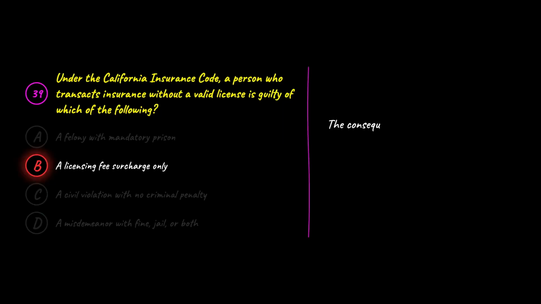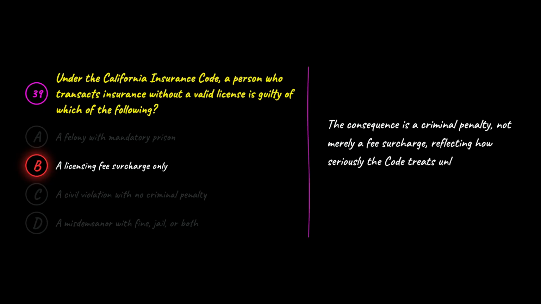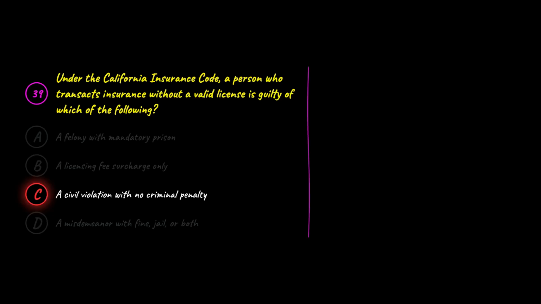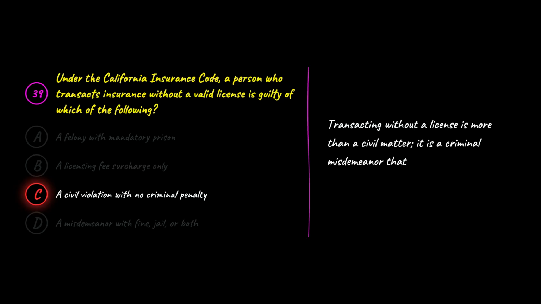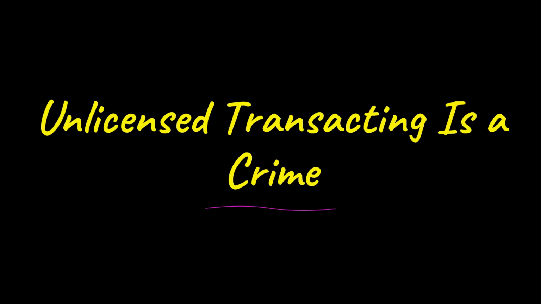B is wrong because the consequence is a criminal penalty, not merely a fee surcharge, reflecting how seriously the code treats unlicensed activity. C is wrong because transacting without a license is more than a civil matter. It is a criminal misdemeanor that can include jail time as well as a fine. California doesn't treat unlicensed insurance transacting as a paperwork slip-up. It backs its licensing requirement with real criminal consequences, and understanding why reveals a classic exam trap.